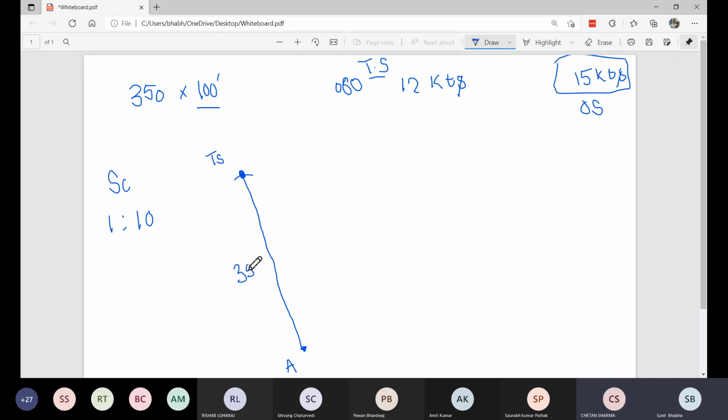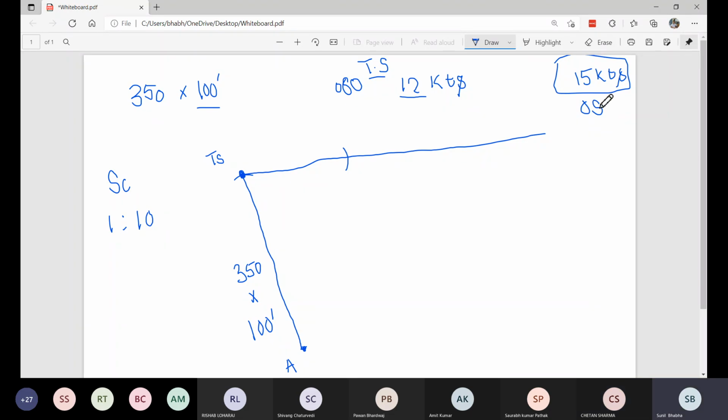This is 350 into 100 miles. Now target ship's course is 080. So I draw this 080 track here and target ship speed is 12 knots. So 12 knots as per my scale, if I use a 1 hour triangle, it will be 1.2 centimeters. I don't draw a 1 hour triangle here, I draw a 5 hour triangle. So in a 5 hour triangle, at 12 knots the distance will be 60 miles, which comes to 6 centimeters. So that comes here.